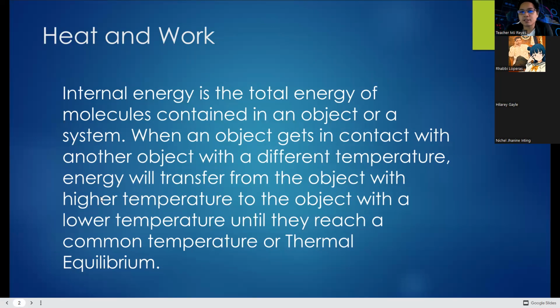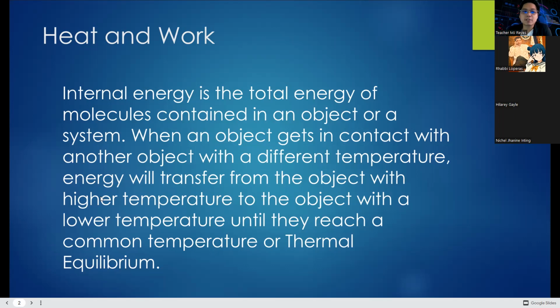The internal energy is the total energy of molecules contained in an object or a system. That's the internal energy. Like for example, in my balloon, the internal energy is the totality of what is inside the balloon and what covers the balloon. That's the total energy or internal energy. What is contained in the system or in my cup of tea is the total or the internal energy. Usually we term them as total energy or internal energy.